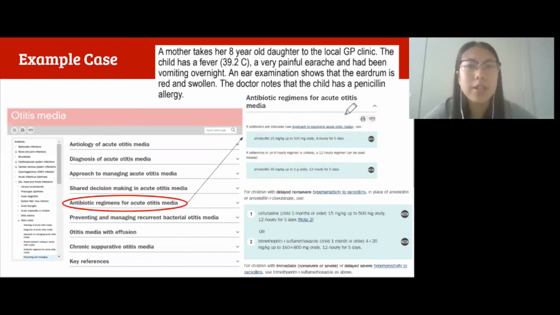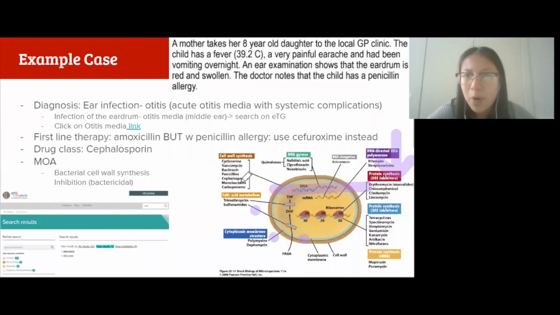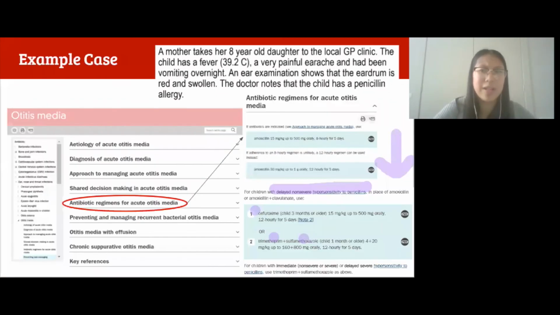And then we remember the child has a penicillin allergy. We can't be giving them amoxicillin. We scroll down and we have a look. Oh, if there's a delayed non-severe hypersensitivity to penicillins, in place of amoxicillin you'd give cefuroxime or trimethoprim-sulfamethoxazole. But that's your answer, yeah? And then you'd hop onto the Australian Medical Handbook. You can search up this drug, maybe these two as well, if you want to find out their mode of action. It's a cephalosporin, cell wall synthesis, kind of like what we've mentioned here. So cephalosporin, and it affects cell wall synthesis, and that would show up when you hop onto the Australian Medical Handbook. I've got the link from earlier. Just write in, like, cefuroxime or cephalosporins. They'll give you the answers there.